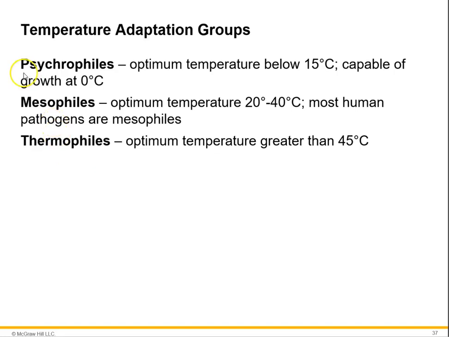More definitions here. You have your psychrophiles. These are organisms that grow with an optimum temperature below 15 degrees Celsius. They're capable of growth at freezing, okay? Then you have your mesophiles. Optimum temperature here is going to be between 20 to 40 Celsius. Body temperature falls in this range, so you'll see most human pathogens are going to be mesophiles. Then you have thermophiles. Their optimum temperature is going to be hot, higher than 45 Celsius.